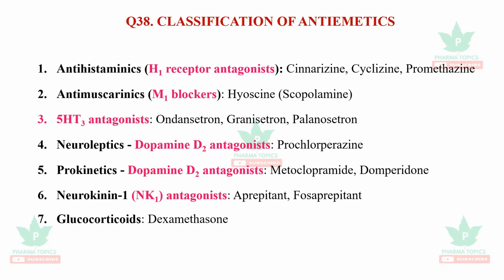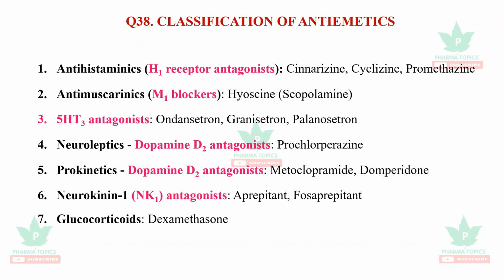Next is classification of antiemetics. Question number 38. There are about 7 classifications of antiemetics. You can remember these 7 classifications. One is antihistaminics. They are H1 receptor antagonists such as cinnarizine, cyclizine, promethazine.